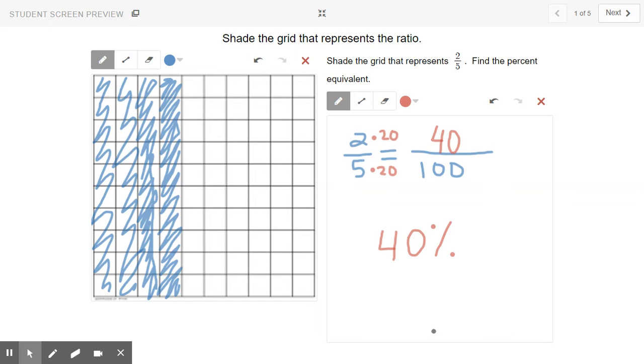So I changed 2/5 out of 100 by multiplying top and bottom by 20 to get 40 over 100. So I shaded 40%, which is 40 out of 100, as you see in the picture.